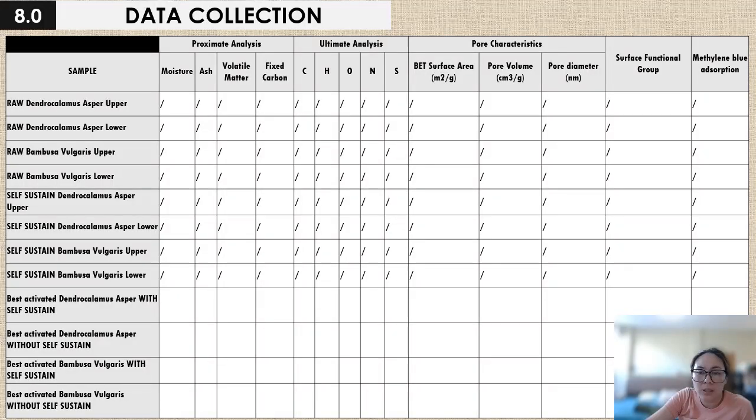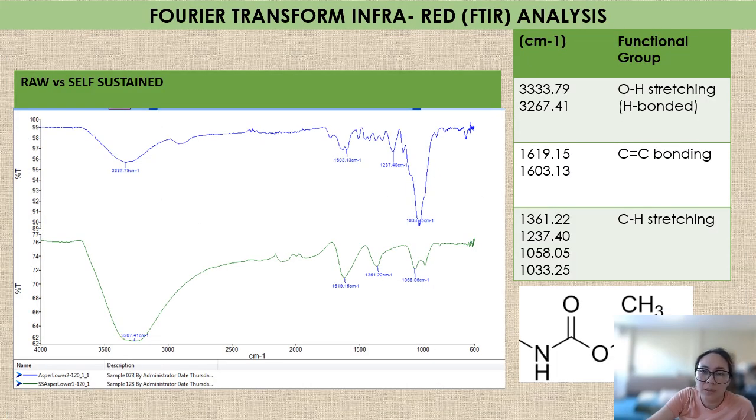In this data collection, this is what I have done. I have done all the raw and the self-sustained. I just have problems obtaining the results for the activated ones, because some of the results are not that accurate, so I need to redo most of it. Here is the FTIR analysis, where the raw and the self-sustained contain OH stretching, double bonding, and CH stretching, similar to the structure of bamboo biochar.